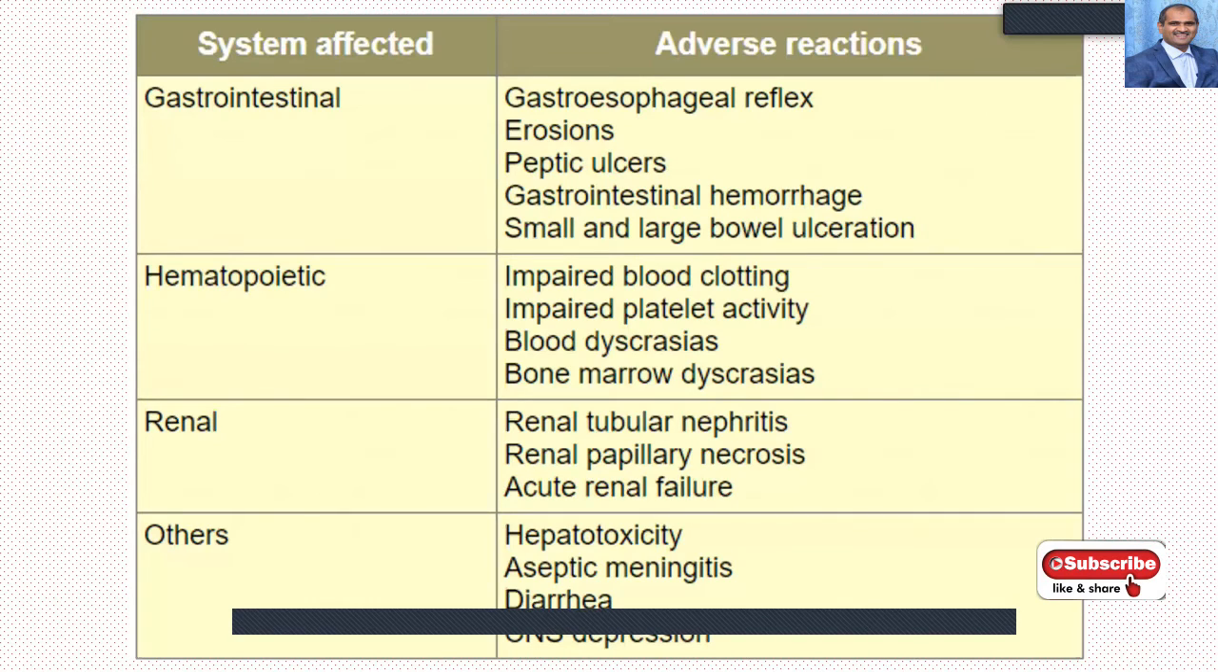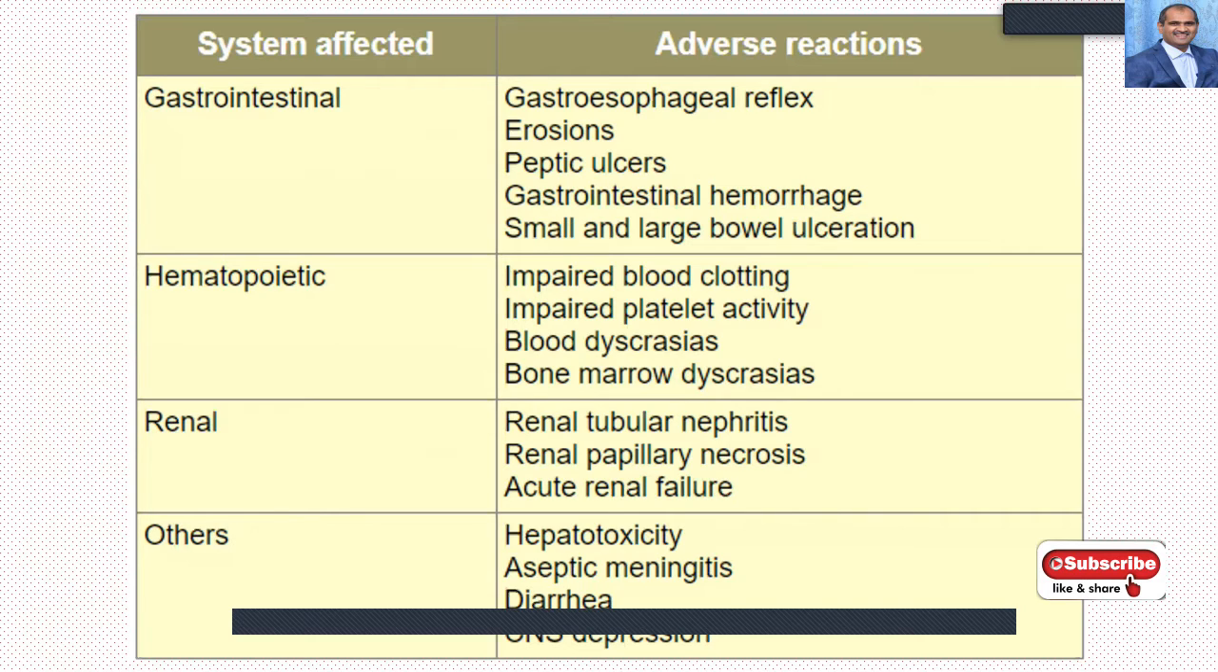And here you can see the system affected and the adverse reactions. The gastrointestinal system is very much affected. So gastroesophageal reflux is affected. There will be erosions, peptic ulcers, gastrointestinal hemorrhage, and small and large bowel ulcerations. There is a characteristic ulcer formation even at the therapeutic dose in cattle. If you administer NSAIDs like diclofenac sodium, aspirin, or drugs like phenylbutazone, they cause severe punched-out ulcers even at the therapeutic dose.